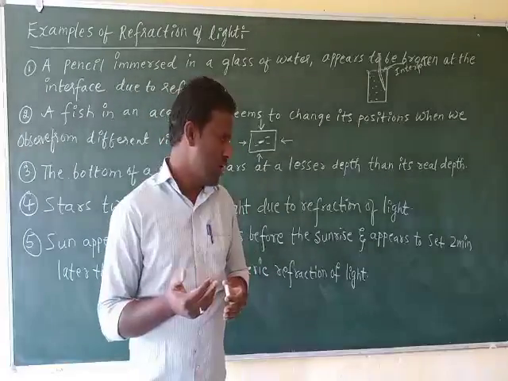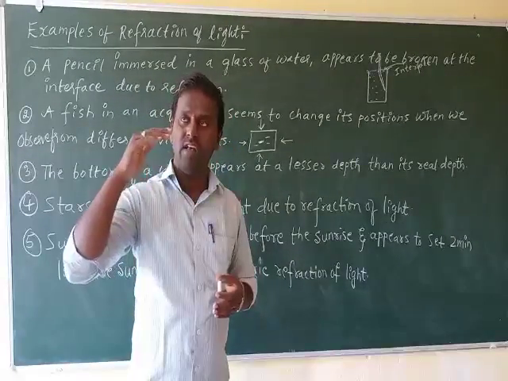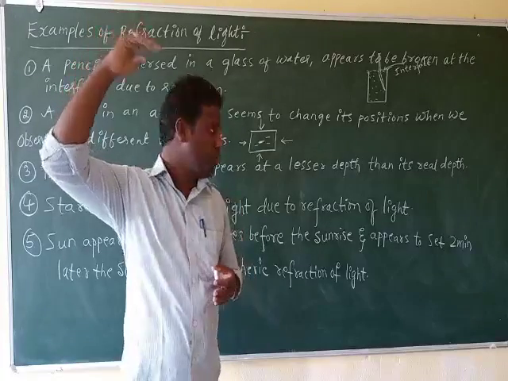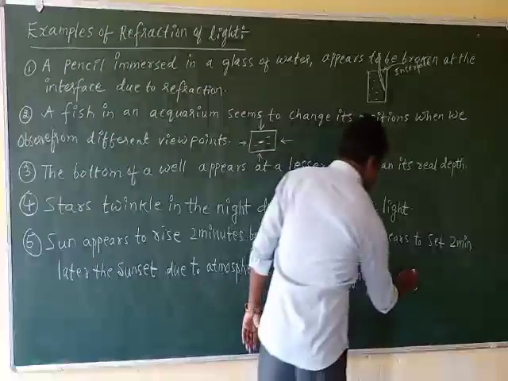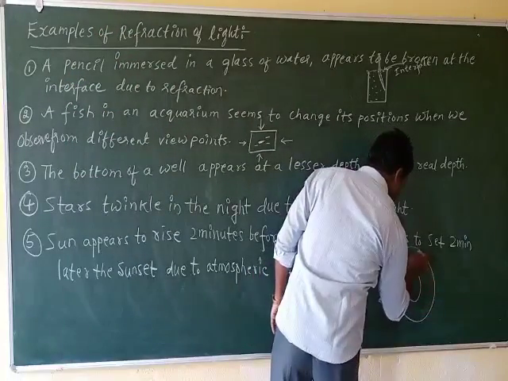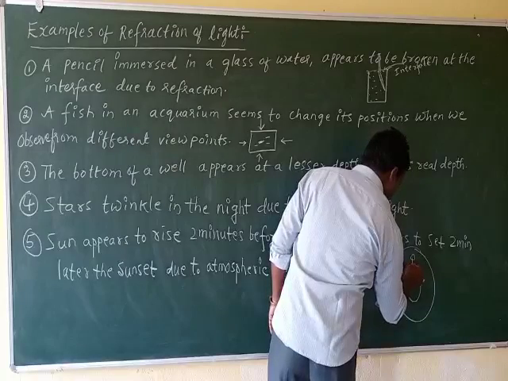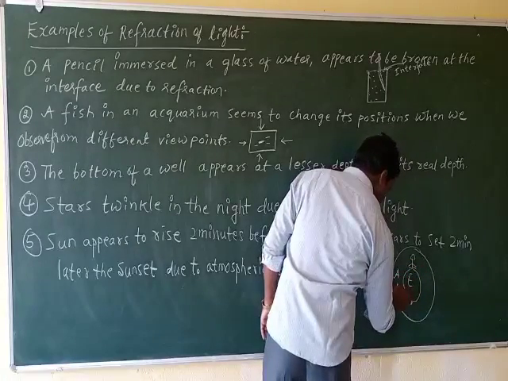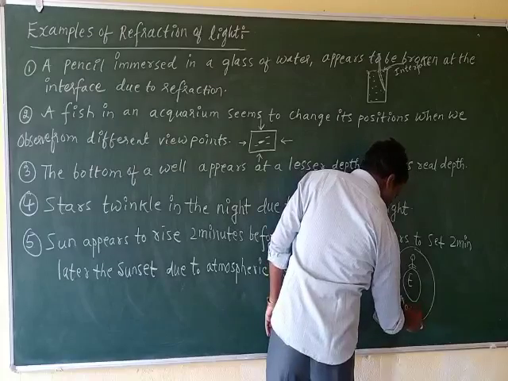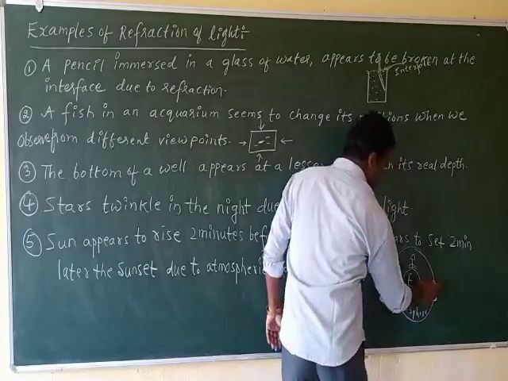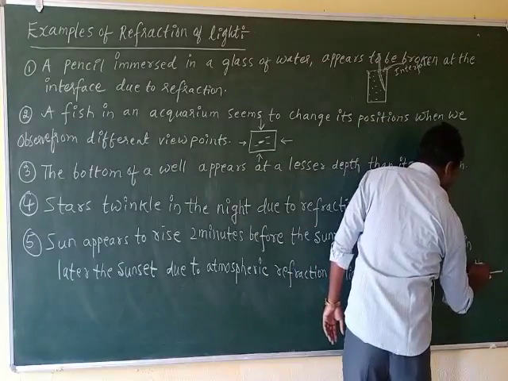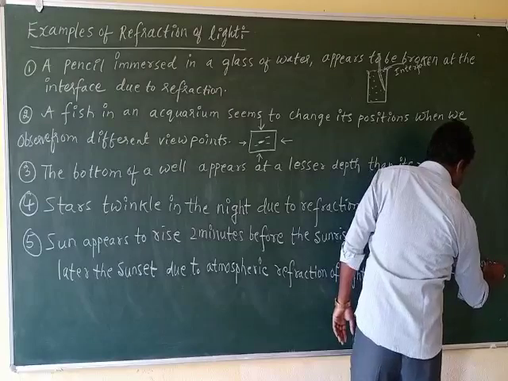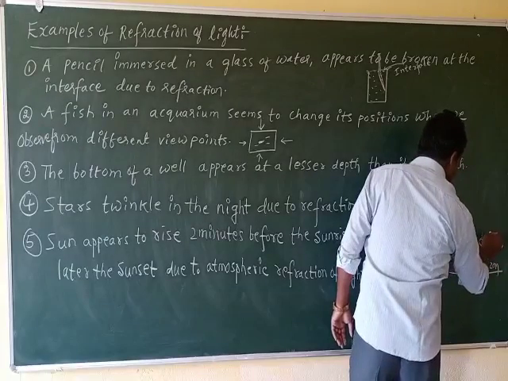See, when the sun rises above the horizon, see if this is the earth and this is the earth's atmosphere, so we are the observers. I am standing on the earth, and this is the atmosphere, right? Atmosphere. So in the horizon, when it comes up above the horizon, that is the sunrise.